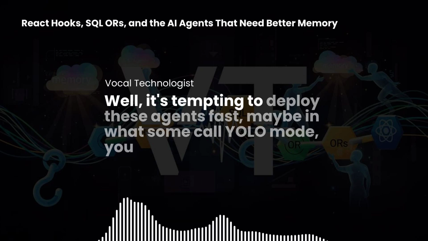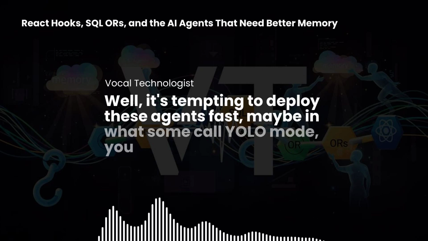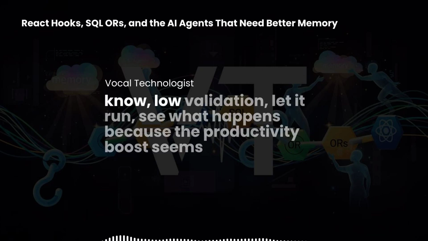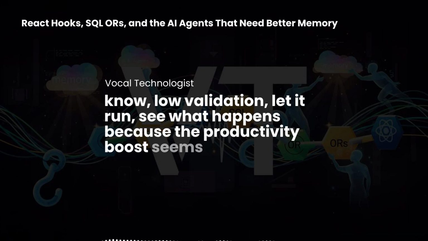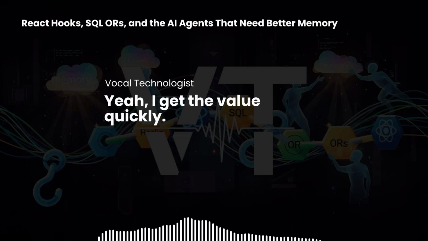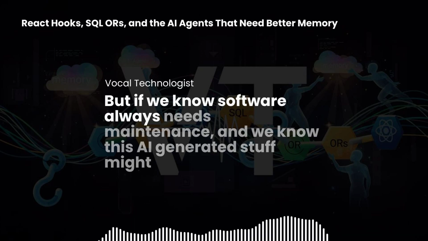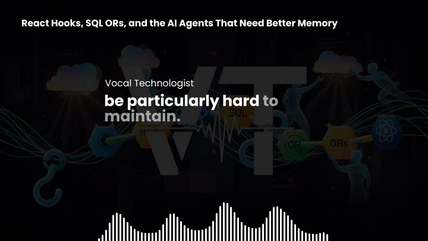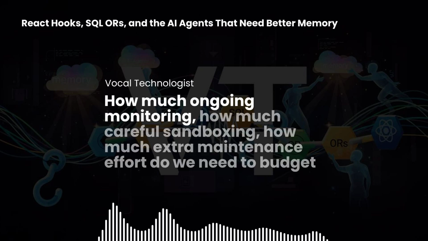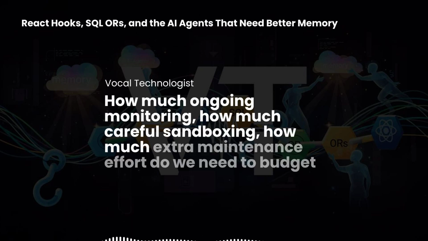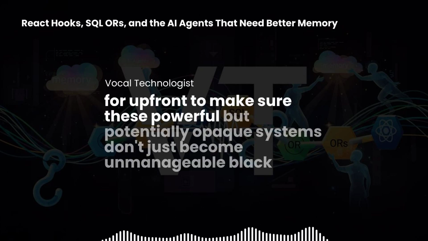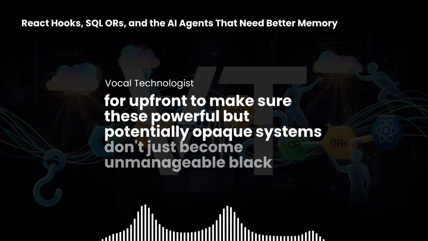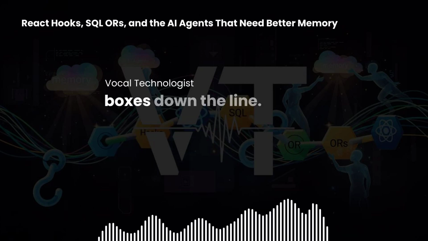Well, it's tempting to deploy these agents fast, maybe in what some call YOLO mode, low validation, let it run, see what happens, because the productivity boost seems so high. Yeah, get the value quickly. But if we know software always needs maintenance, and we know this AI-generated stuff might be particularly hard to maintain, how much ongoing monitoring, how much careful sandboxing, how much extra maintenance effort do we need to budget for up front to make sure these powerful but potentially opaque systems don't just become unmanageable black boxes down the line?